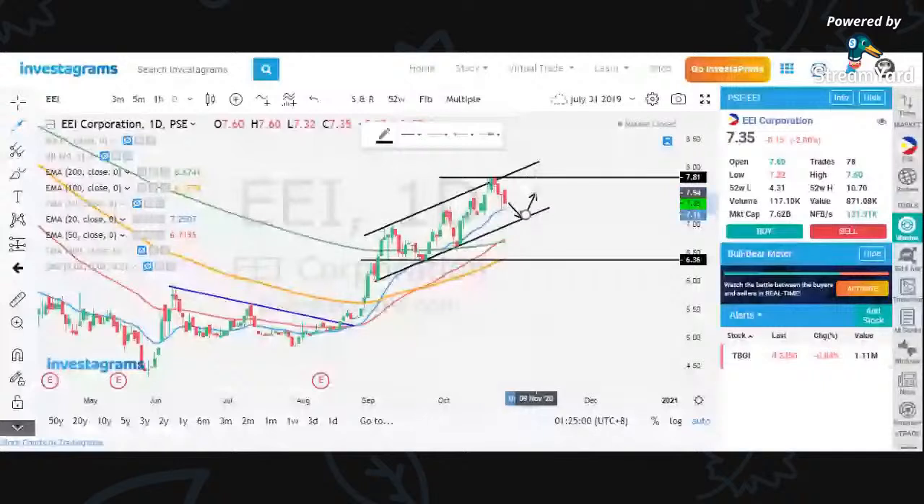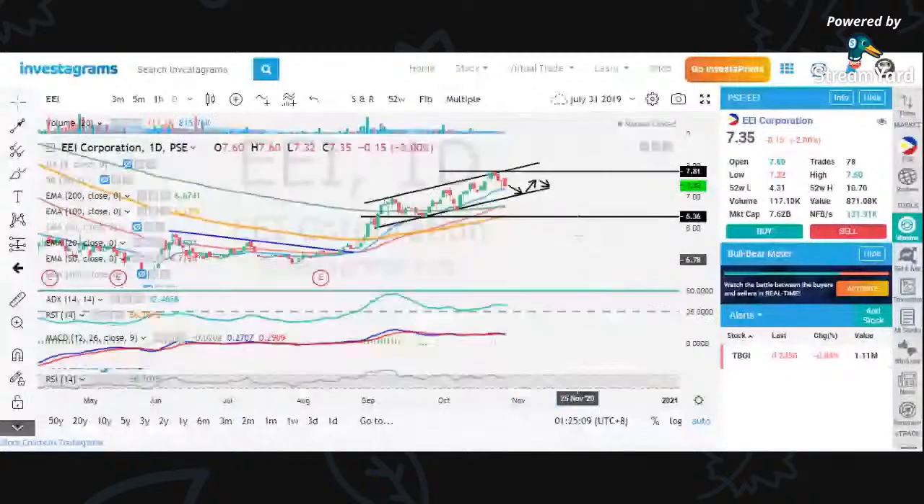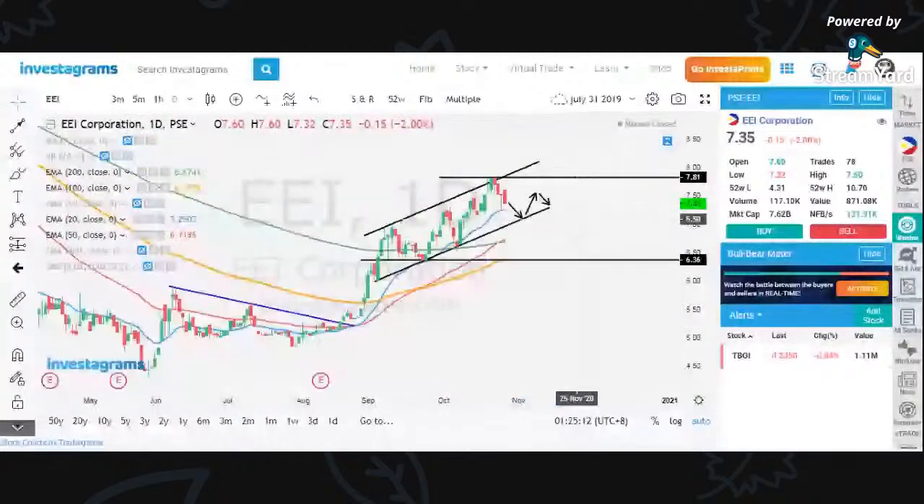then hindi siya umabot doon sa pinaka taas na linya. Mag-bounce siya ulit dito, magbaba. So this is the indication that the momentum is losing. So yan po ang pagbasa sa chart based on the price action. Pag bumaba si EI and then mag-bounce, hindi umabot dito sa may horizontal line above, which is the resistance area. Dito lang siya sa may kalahati and then going back again. So this is the indication of losing momentum. So mag-ingat po tayo pag ganyan ang mangyari.